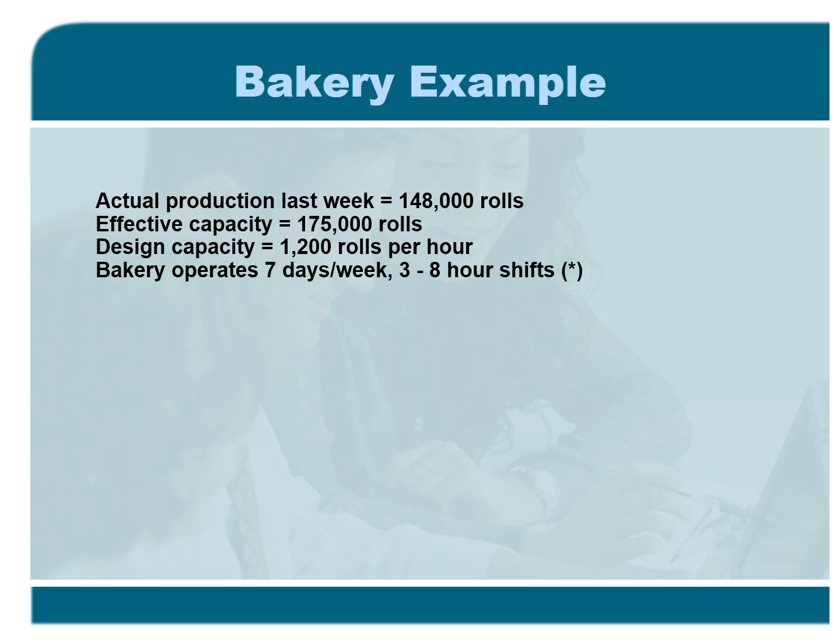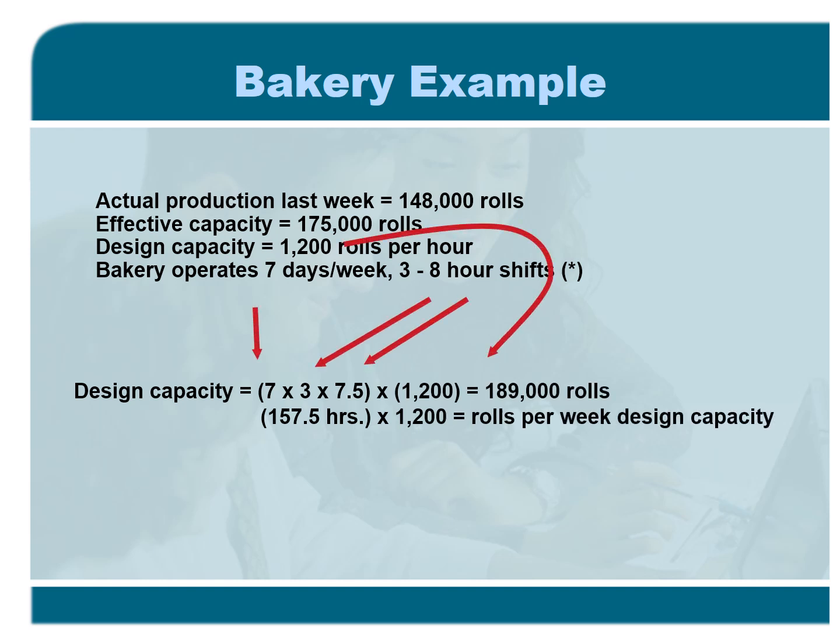For an example, actual production of a bakery last week, 148,000 rolls. But their effective capacity is 175,000 rolls. Design capacity is 1,200 rolls per hour. The bakery operates 7 days a week with 3 8-hour shifts. So, the design capacity is 7 days a week times 3 shifts times 7.5 hours times 1,200 rolls per hour equals 189,000 rolls. It'd be 157.5 hours times 1,200 rolls per hour, the rolls per week design capacity.